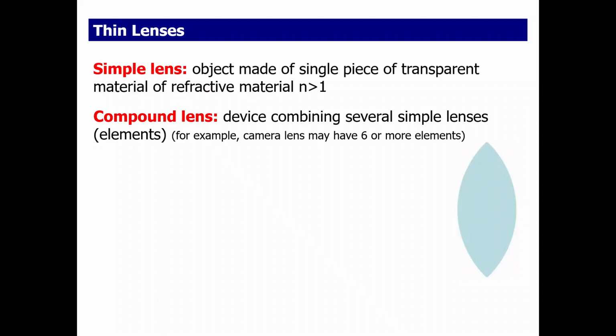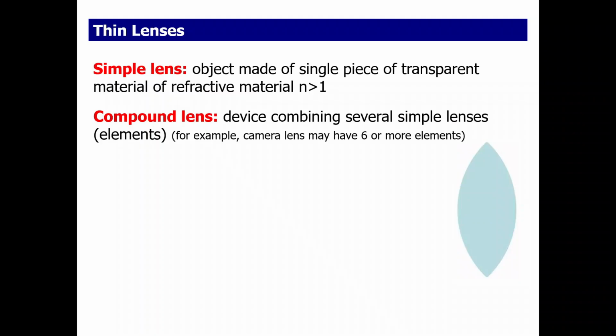Now, you could have a simple lens, which is made from a single material. Our lenses are all going to have refractive indexes that are bigger than 1, so our n value is larger than 1. We could also have compound lenses. Compound lenses are going to be when you have several different lenses in a row. So there's a lot of camera lenses that do this, microscope lenses, telescope lenses. You'll have a whole bunch of them.